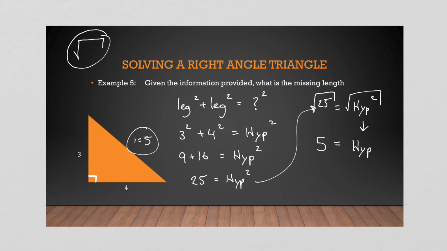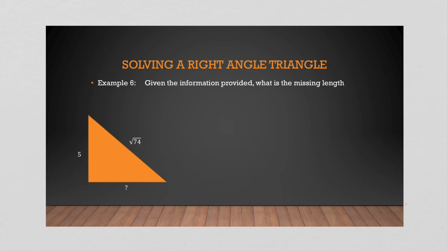Let's do another. Now you can see I have a square rooted number as the hypotenuse. That's fine. That number exists. It's just a non-repeating, non-terminating decimal number, but the square root of 74 is a number. Be comfortable with that. Don't discriminate against it. It's lovely. It's nice. Never did anything to you.